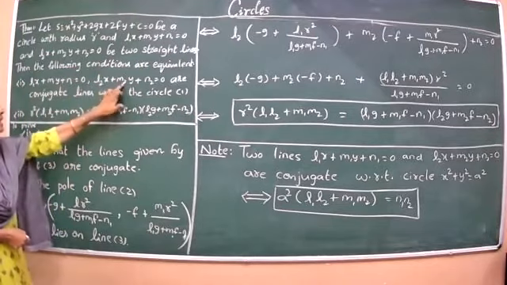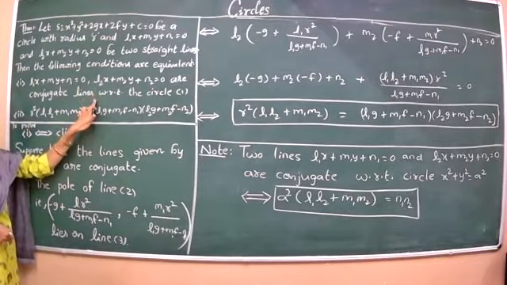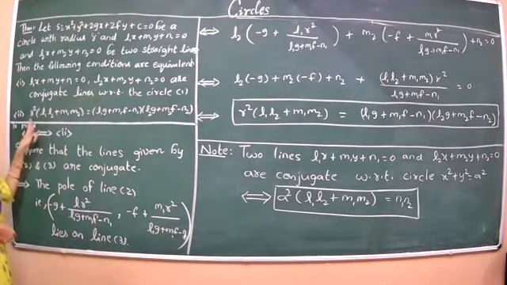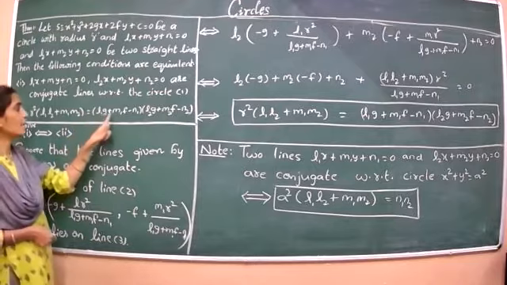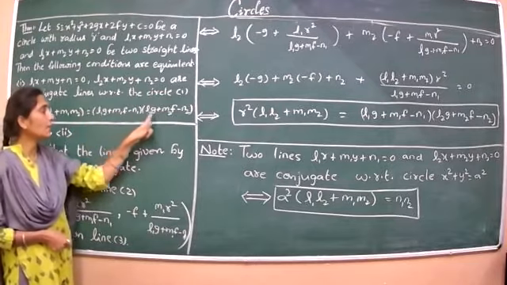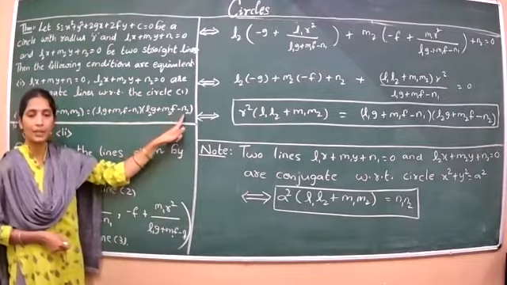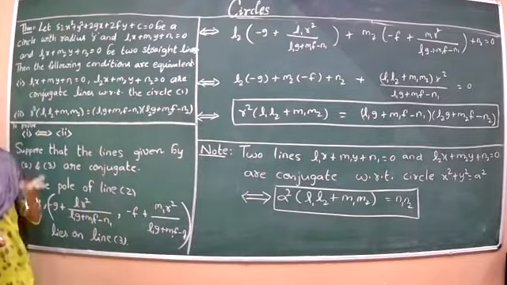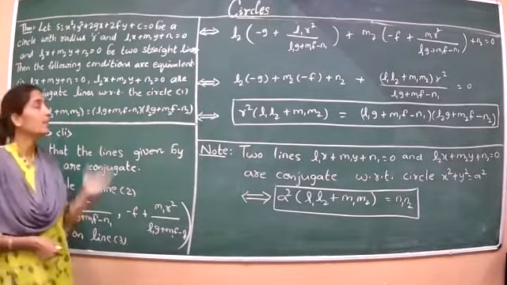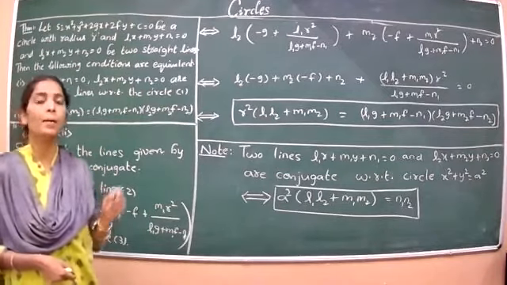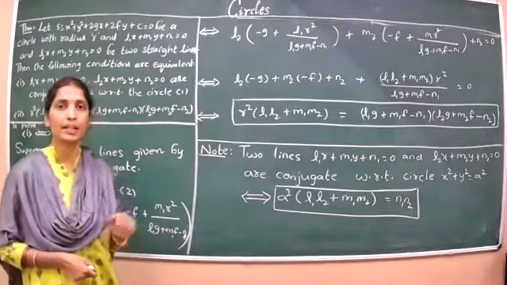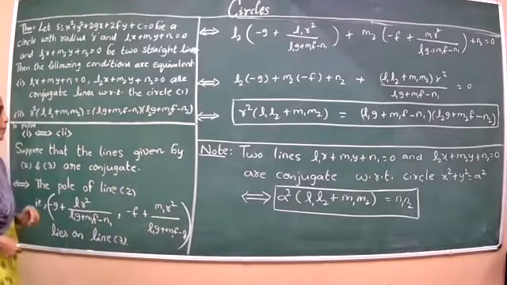If these two lines are conjugate with respect to the circle, then r²(L1L2 + M1M2) = (L1g + M1f − N1)(L2g + M2f − N2). This is a theorem, children. It is already there in the textbook. If the clarity of the board is lacking for you to see on the mobile, please do check the textbook and you can follow the proof.